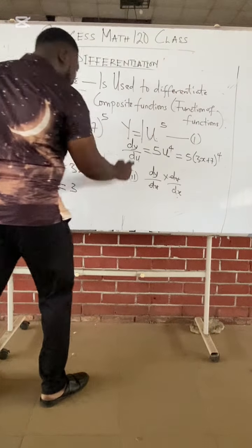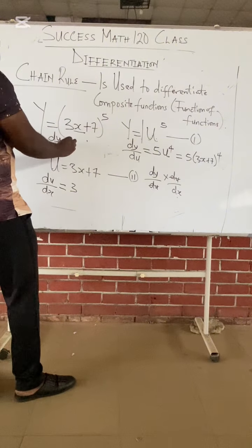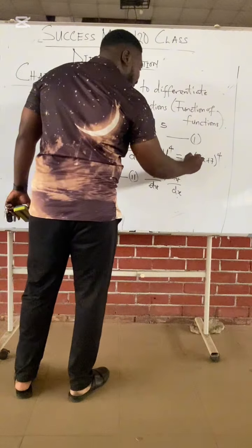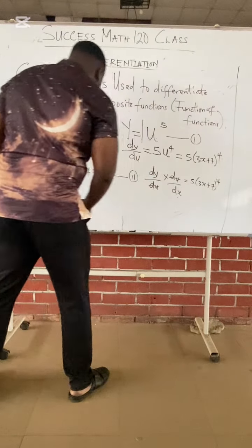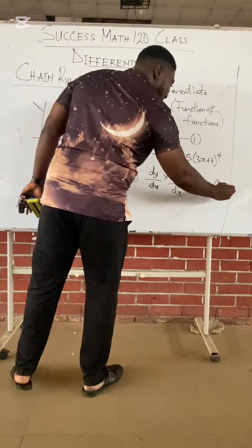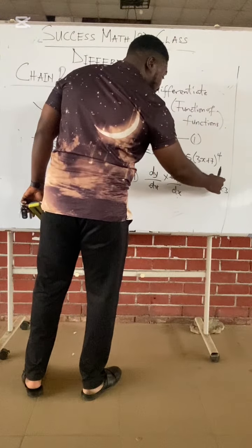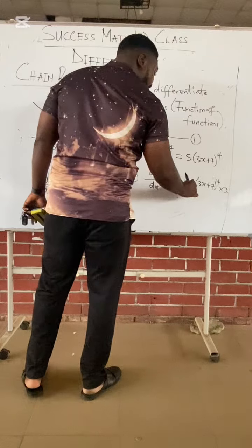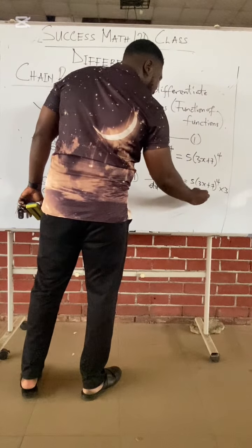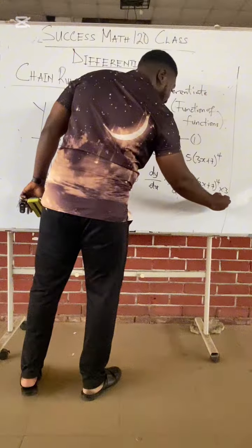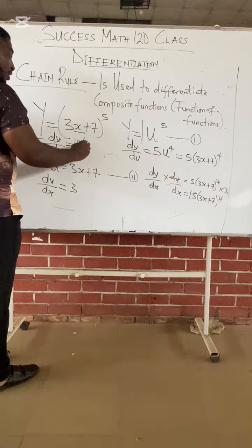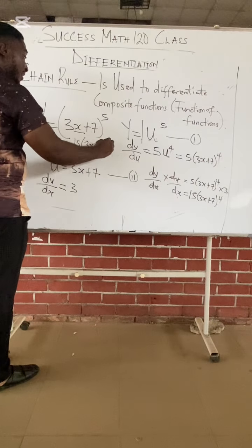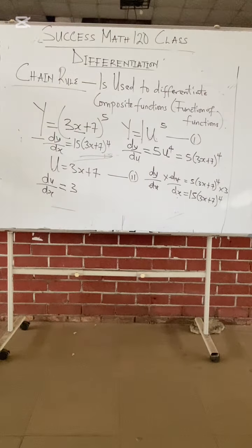So class, we have proven that if we multiply dy/du by du/dx, we have what we're actually looking for, which is dy/dx. So dy/du is 5 into brackets 3x plus 7 raised to power 4, and du/dx is 3. So multiply by 3. 3 cannot multiply what is in the bracket raised to power 4 because it's a complex expression, but 3 can multiply 5. 5 times 3 is 15. So therefore, the differentiation of y equals 3x plus 7 raised to power 5 is 15 into bracket 3x plus 7 raised to power 4. Final answer: 15 into bracket 3x plus 7 raised to power 4.